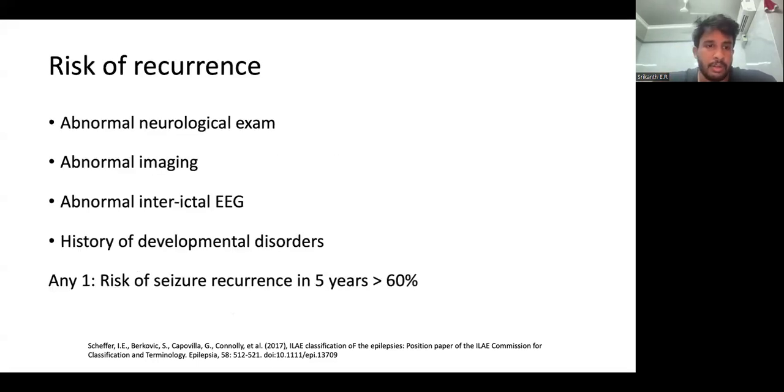It depends mainly on three things. If the patient has an abnormal neurological examination after the seizure, if the patient has abnormal imaging which is explaining the findings, basically T2 hyperintense white matter lesions are not considered to be typical for abnormal imaging. That imaging finding should be able to explain your seizure. So: abnormal neurological examination, abnormal imaging, and abnormal interictal EEG, and if the patient has a history of developmental disorder. If any one of these is present, the risk of seizure recurrence in 5 years is more than 60%. So in that case, now you can call it an epilepsy.